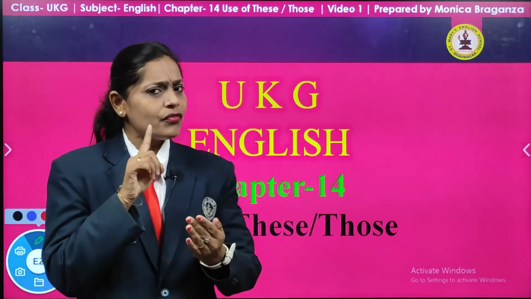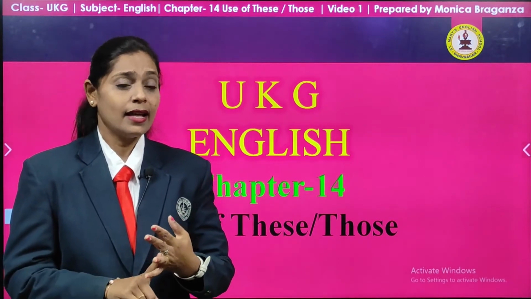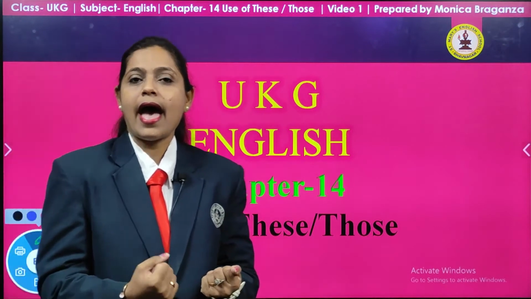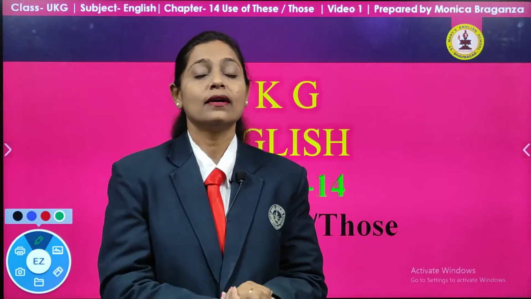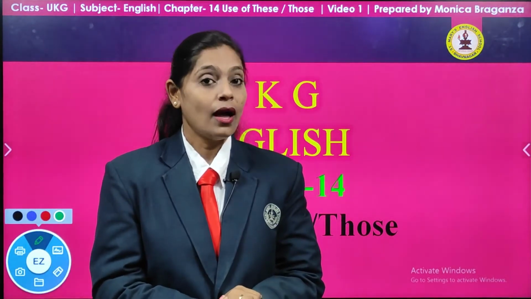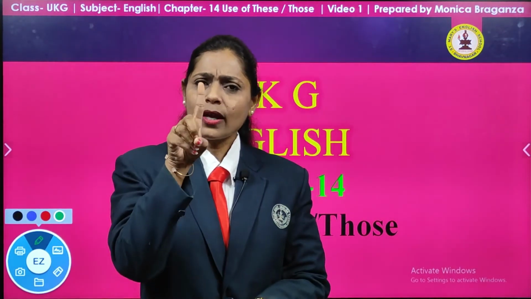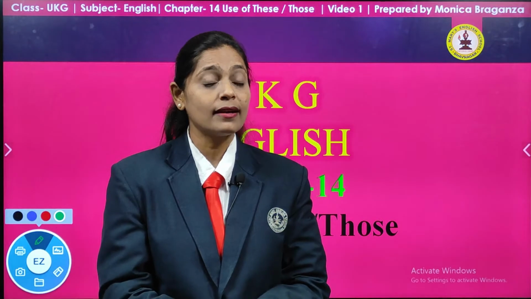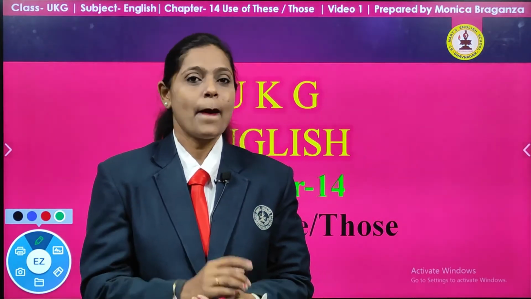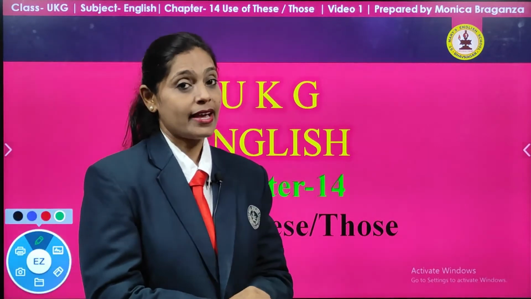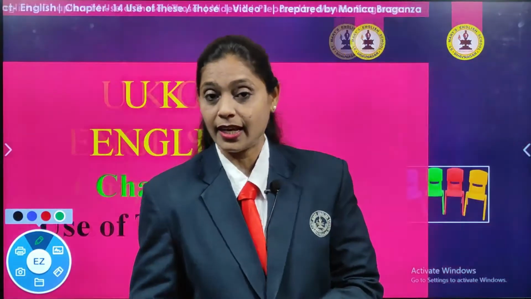Okay, you know, first we use this and that. That is for what? Yes, the thing which is near to you and which is in one number. We use this. Okay, and things which is far from you and which is in one number. So what we use? Correct, that.